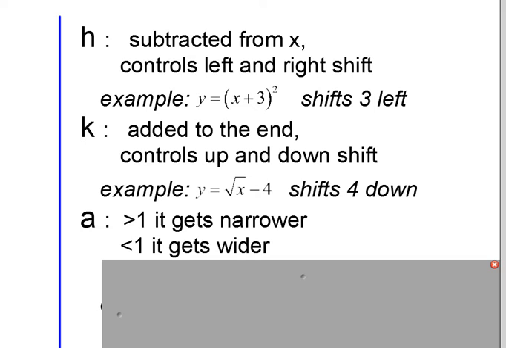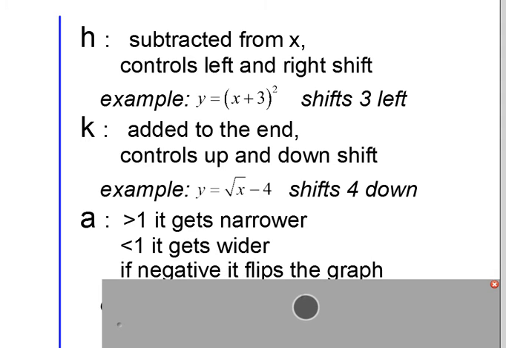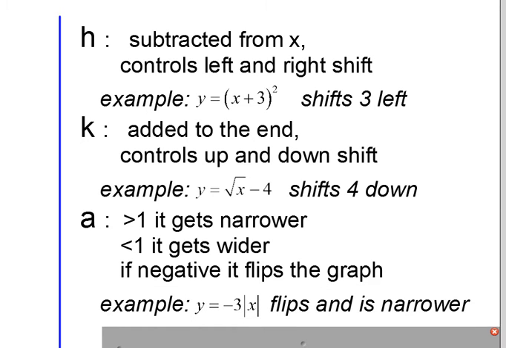A, remember when we did it with parabolas, allows the parabola to become narrower or wider. This affects other types of nonlinear functions in similar ways, but one thing that's very important to know is that if there's a negative a in the front, even if it's a -1, it's going to flip the graph, basically become a reflection of the graph of the mother function. For example, y equals -3 absolute value x would flip the graph because it has a -3, but it would also make it a little bit narrower.